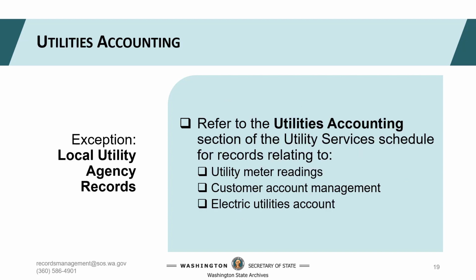Next, let's look at a notable exception to the general schedule rule: local utility agency records. Some financial records associated with utilities fall outside of the scope of the state general and core schedule. Instead, they're found in the Utilities Accounting section of the Utility Services Records Retention Schedule. There are only a few pages of record series to consider, so make sure you are clear on what your record documents.